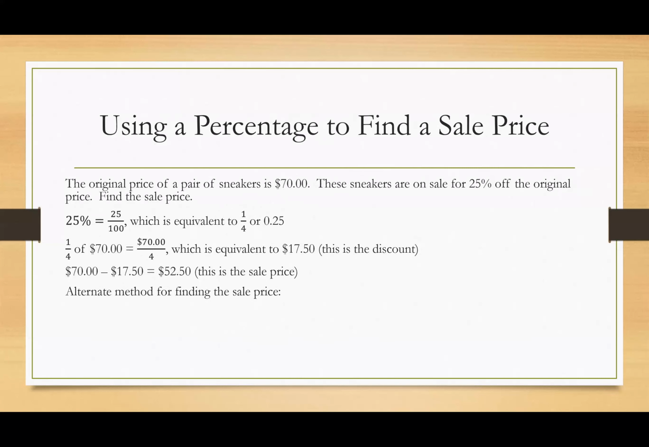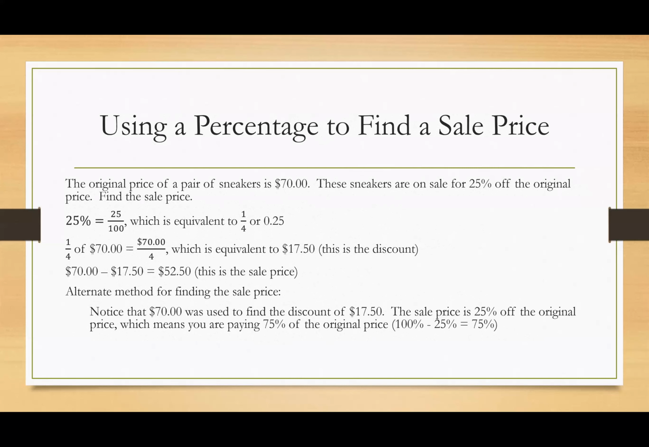There is an alternate method for finding the sale price, and it comes from the fact that we need to notice we used $70 twice. We found 25% of $70, and then we used that to subtract from the original price of $70. So notice that the sale price is 25% off of the original price, which means you're actually paying 75% of the original price because 100% minus 25% gives us 75%.